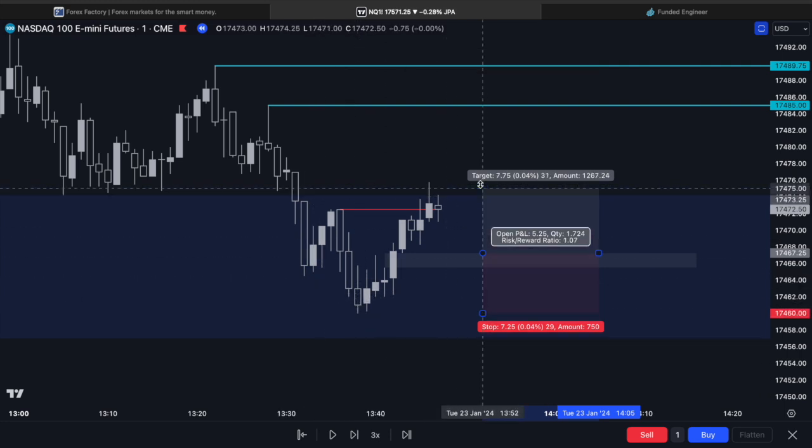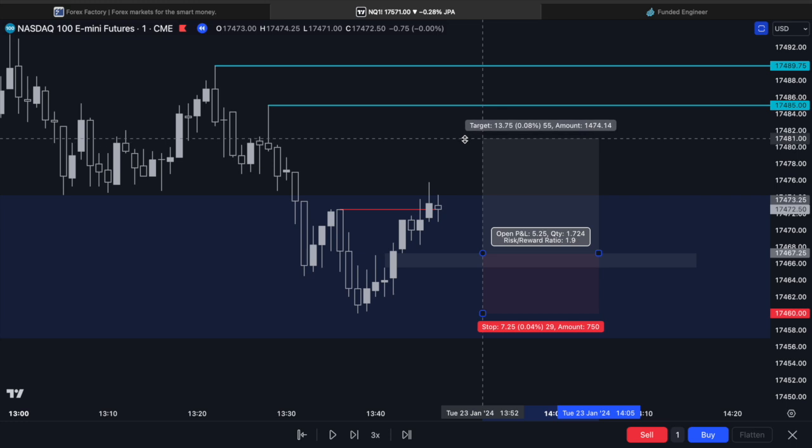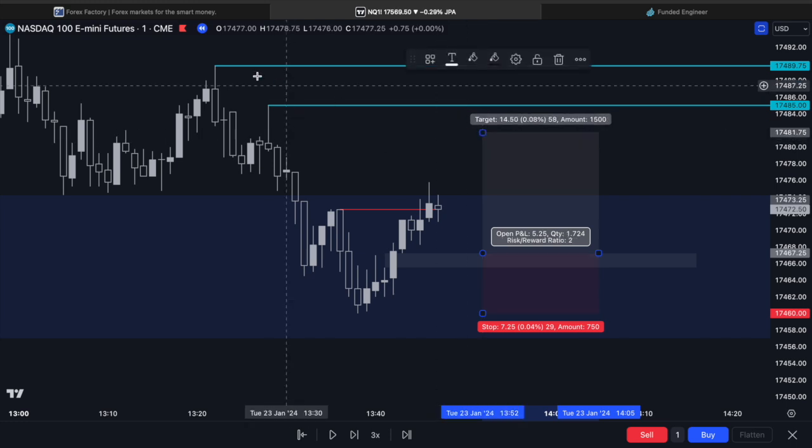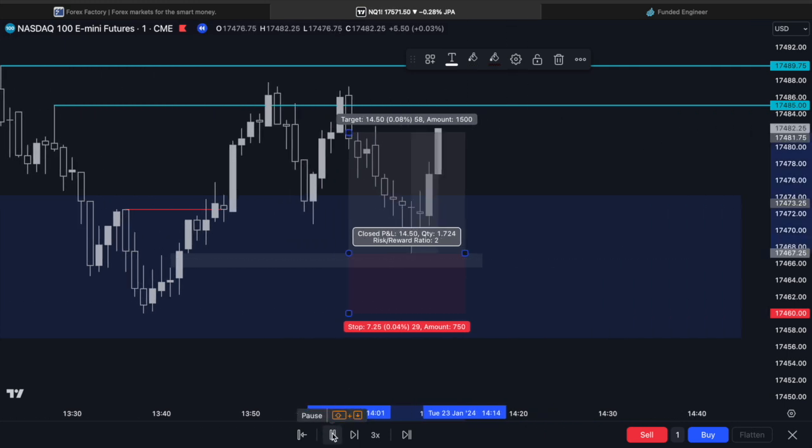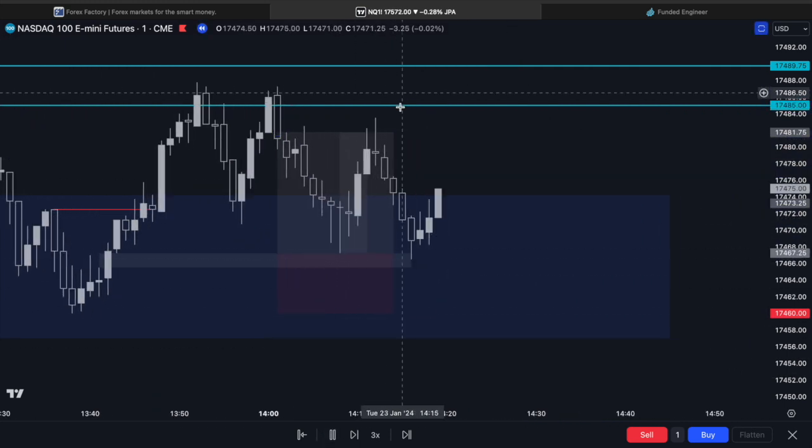I can shoot for standard 2R, of course, or I can aim for the liquidity residing here. Okay, so we've been tagged in here, and you can see that's a quick 2R.